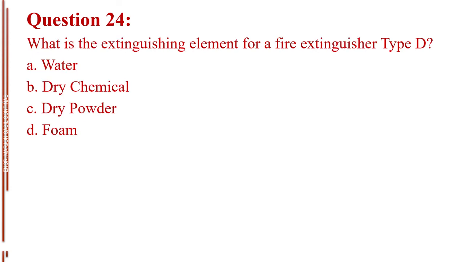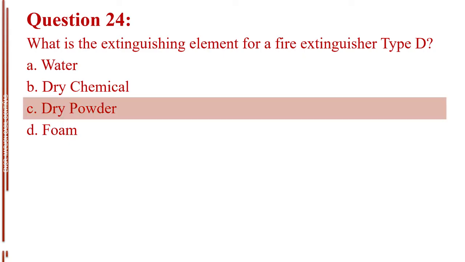Question number 24. What is the extinguishing element for a fire extinguisher type D? Letter A, water. Letter B, dry chemical. Letter C, dry powder. Letter D, foam. The answer is letter C, dry powder.